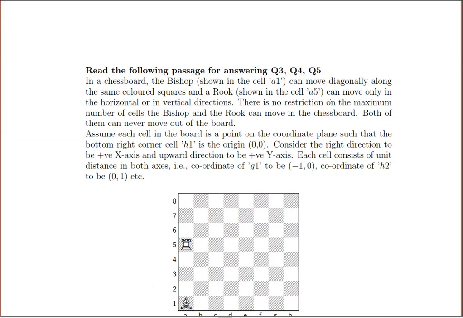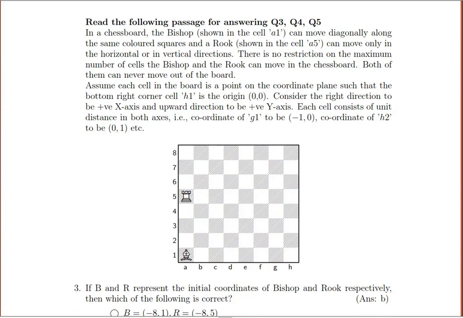Then we move to questions 3, 4, 5 from this passage. We have a chessboard. The bishop B is initially at cell A1, and the rook R is at cell A5. So we know the rules of the game on a chessboard. The rook moves in horizontal and vertical directions, and the bishop moves across the chessboard along diagonal lines.